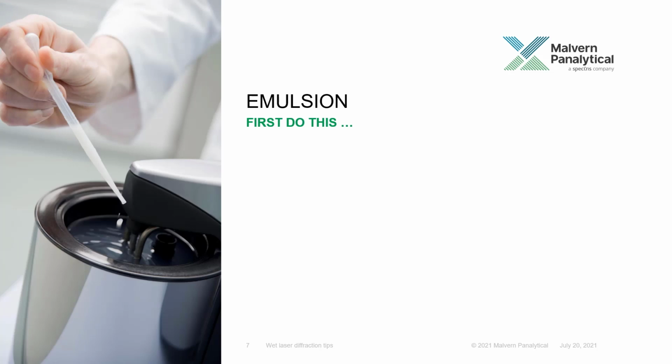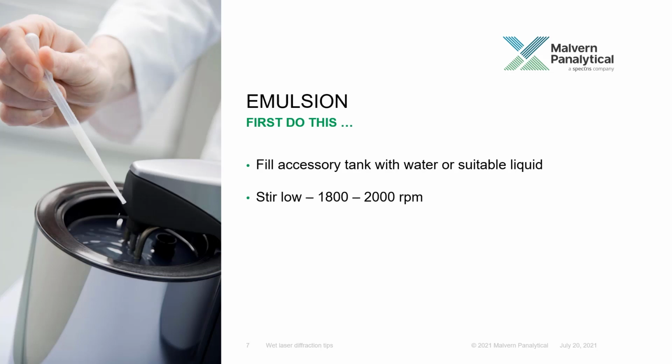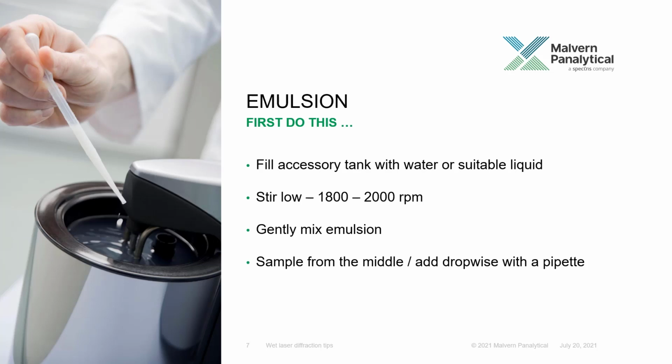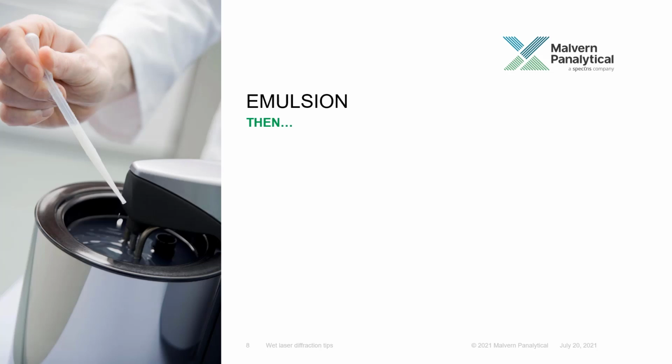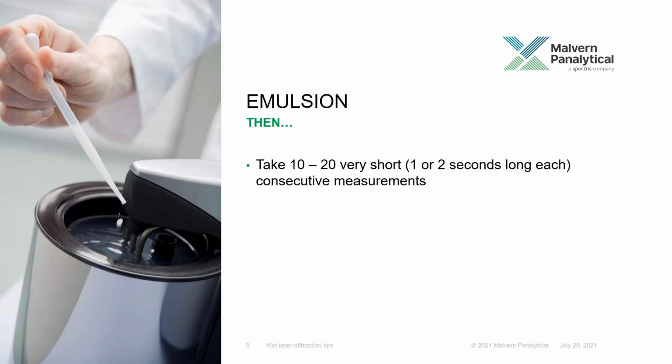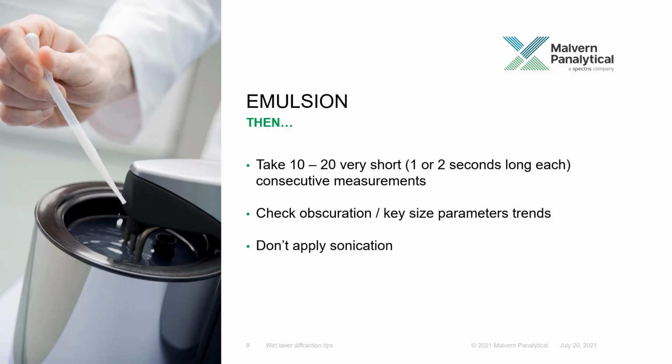For an emulsion, you can apply the same steps as for a suspension, except the stir rate must be kept low, 1800 to about 2000 rpm, to avoid changing the emulsion while you are measuring it. Gently mix the emulsion and sample from the middle. The obscuration limits and light energy peak are the same as for suspensions. Then take 10 or 20 short consecutive measurements and observe the obscuration and key size parameter trends. Don't sonicate emulsions as the droplets are likely to burst.